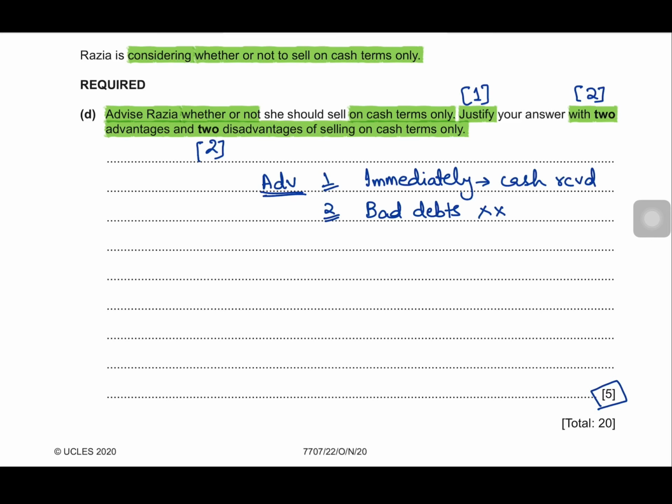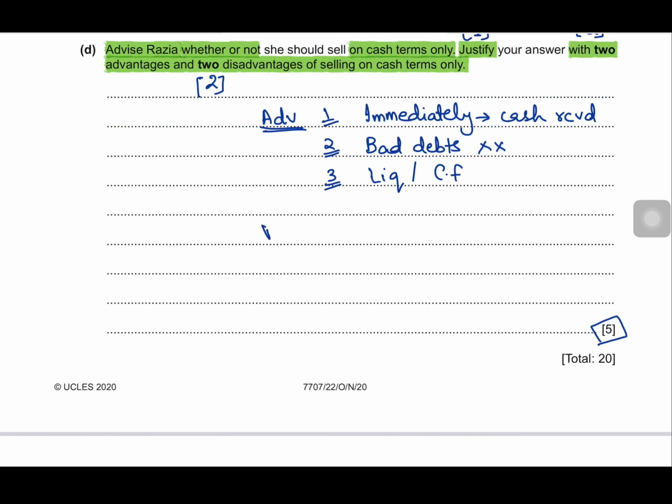to pay immediately. This is likely to improve the liquidity or the cash flow position of the business, as cash is coming into the business just at the point of sale. You don't have to wait for 15 days, 20 days, 30 days or whatever the policy was to receive the cash from your debtors. However, what will be the disadvantages?